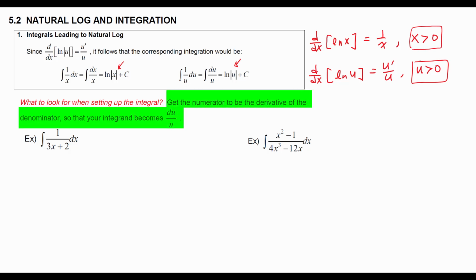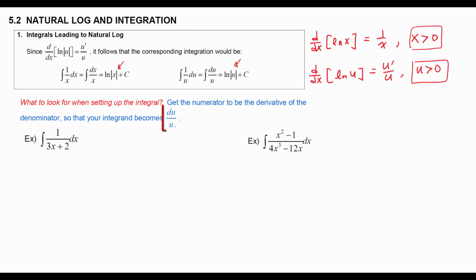So the key point here is to get the numerator to be the derivative of the denominator so that your integrand becomes du over u. And whenever you have du over u as your integrand, then it will lead you to ln absolute value of u plus c. So here we go. Let's do an example.